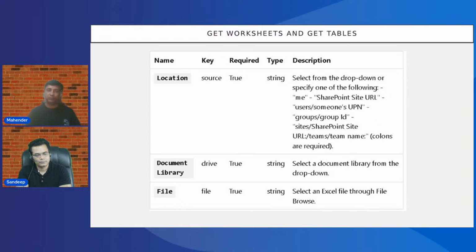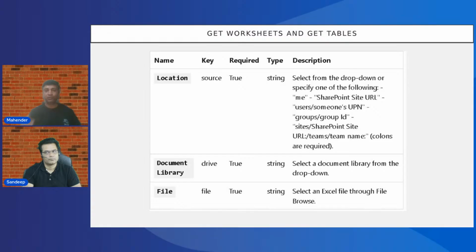These two actions share the same set of parameters here. Using those parameters we can get these files and the tables. The first parameter here is the location, which represents where you have stored your file, whether it's SharePoint or OneDrive. So that is the location. When you click on that location, and we will show you this in the demo, you will see a drop down there.